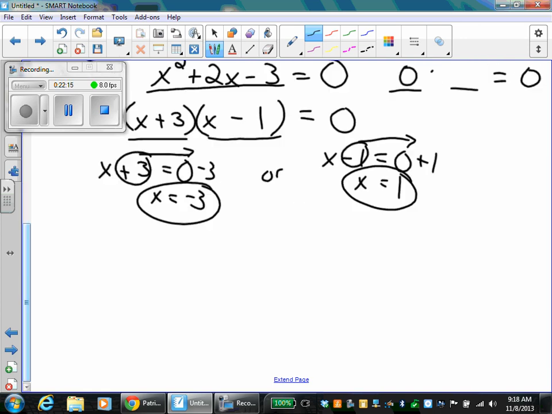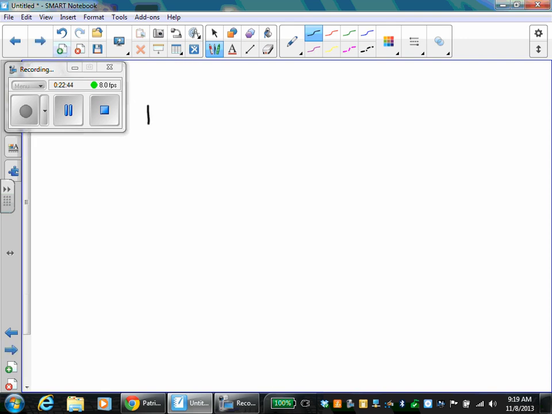So if you put this in your calculator, it would look something like this. 1, 2, 3, 1. Would this be a u or would this be an n? Is x squared positive or is x squared negative? Positive, so it's going to be a u. So it would look like this. It would cross at negative 3 and it would cross at 1. Okay, let's look at another one. I've only done one, just hang tight. I think you're going to like it.